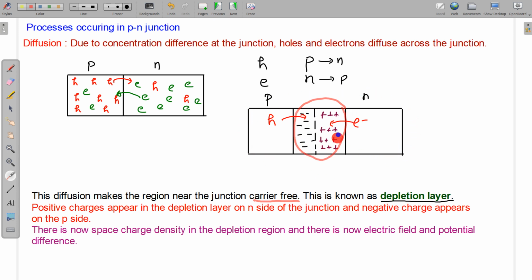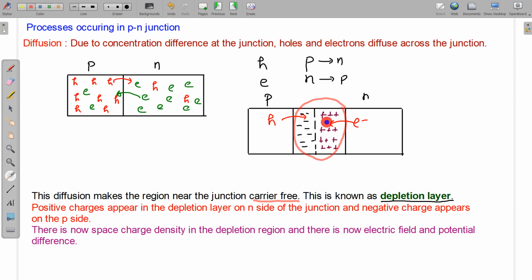But this region is now carrier free, there is no electron-hole pair in this region, but there is positive charge here and negative charge here. We will get some space charge density. So positive charges appear in the depletion layer on the n side, and negative charges appear on the p side, as in the figure. There is no space charge density in the depletion region outside, and there is no electric field.